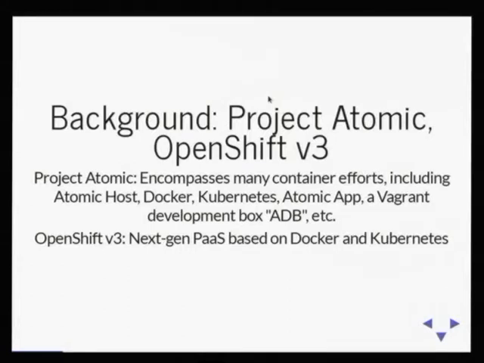Project Atomic is a codename for a lot of our container efforts at Red Hat, and there are a lot of things that are now under the Project Atomic banner. I'm just going to summarize this really quickly. It started with Atomic Host. In our Docker efforts, we brought in Kubernetes. There's also a new Atomic App effort, which allows you to more easily provision container images with answer files.